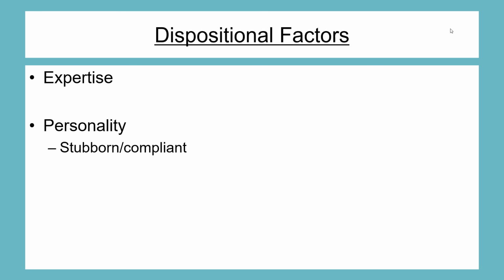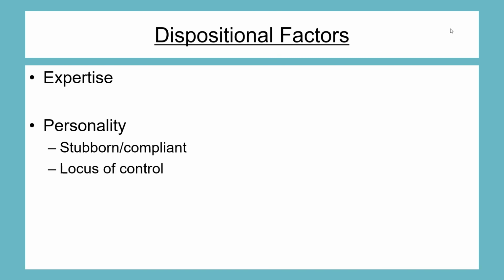Finally is your personality. The type of personality that you have will have a huge impact on whether you conform or not. If you are a stubborn person, you're less likely to give in to pressure, but some people are very compliant and just like to make other people happy, so they're more likely to give in and conform to pressure.